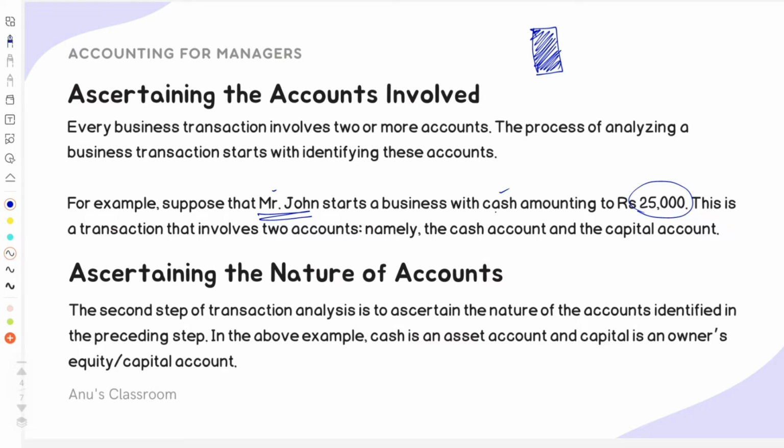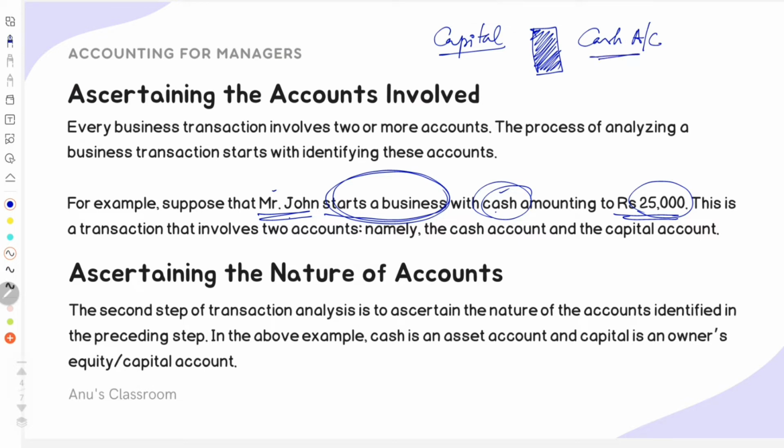So this 25,000 rupees is actually, for the business, capital. Why is it capital? Because this is the amount with which the business was started by Mr. John. So, a capital account. And he had started it not with a bank loan or anything, but with raw cash. So there will be a cash account. These are the 2 accounts.